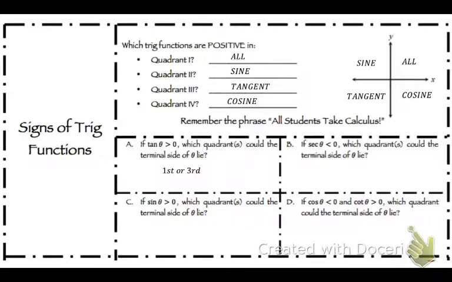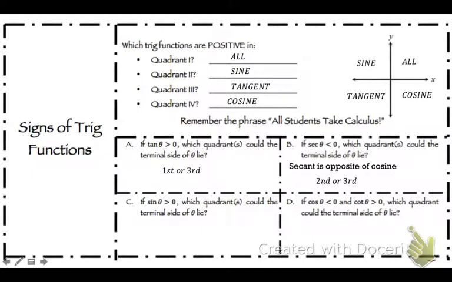Let's look at B. If secant is less than 0, which quadrant could the terminal side lie in? Well, secant and cosine go together. So we want to know where secant is less than 0, so we need to know where cosine is less than 0. So cosine is positive in the first quadrant, so it's not that one. It's negative in the second quadrant, so it's that one. Negative in the third quadrant, so that one. Positive in the fourth. So this is the second and the third.